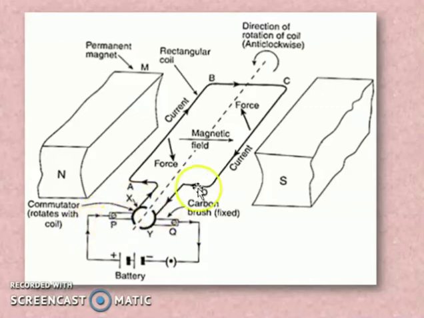Next, in the second half rotation, CD will move in a downward direction, whereas AB will move in an upward direction. Like that there will be continuous rotation of the axle, and at that time electric energy will be converted into mechanical energy.